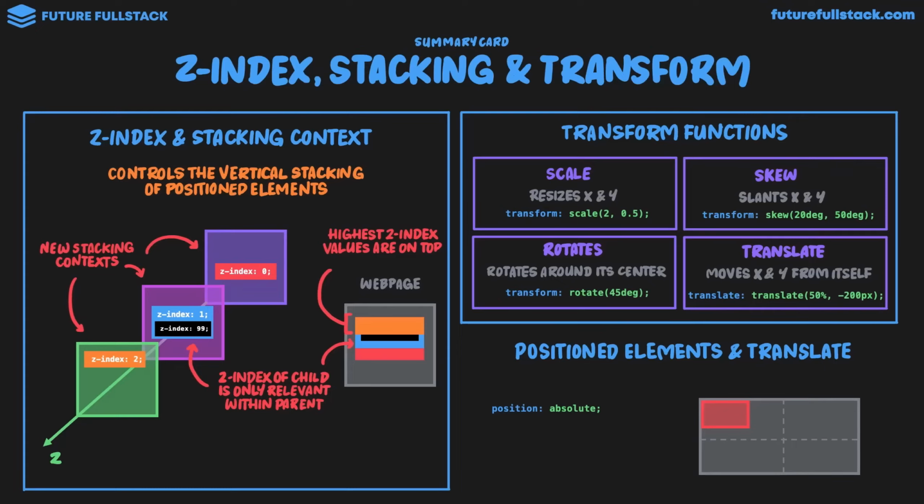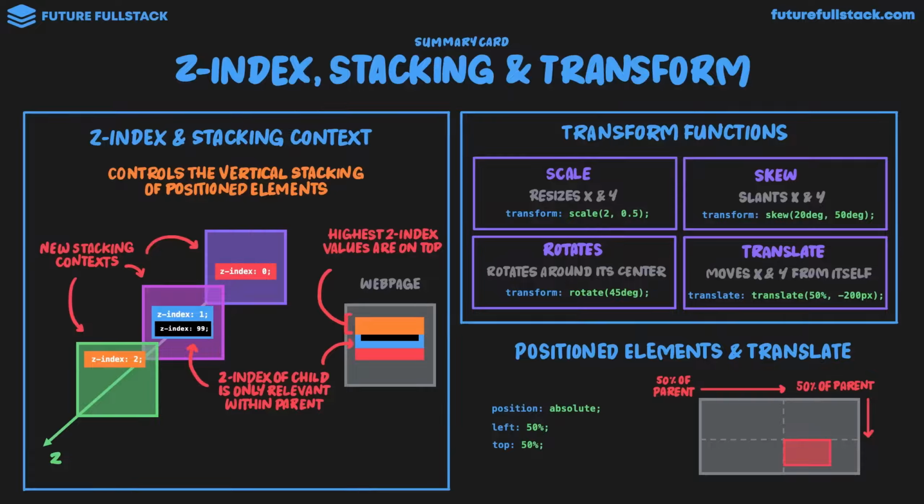So using offset properties, you could apply left of 50%, which would move our element 50% of the parent. So it would end up over here. We could then use the offset top and set it to 50%, which would move the element 50% of the parent's height. So it would end up over here.